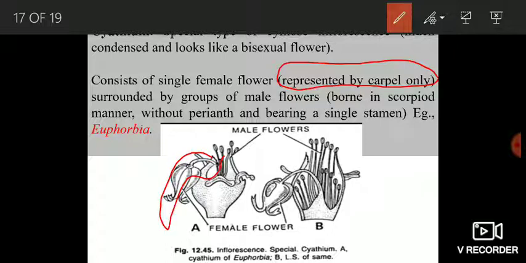and this single female flower is surrounded by groups of male flowers, and these male flowers do not possess any perianth. That means there is no calyx, there is no corolla. They are instead represented by a single stamen. Here you can see a single female flower surrounded by groups of male flowers, and each male flower is represented by a single stamen only. Example is Euphorbia.